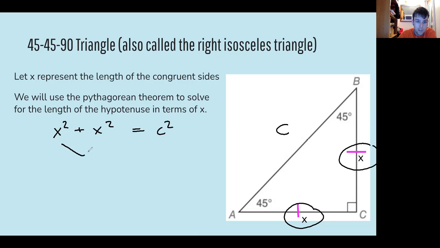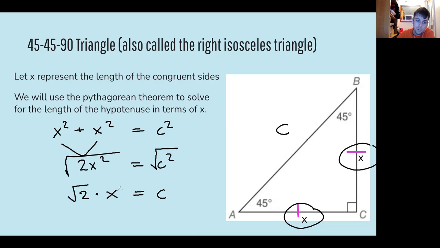Combining terms, we get 2x squared equals c squared. To solve for c, we just take the square root. The square root of 2 is irreducible, but the square root of x squared is just x. So the hypotenuse is equal to the square root of 2 times x, often written as x times the square root of 2. This lets us know that if we know any one side, we can figure out all the others. If we know the hypotenuse, we divide by root 2 to get the leg. If we know the leg, we multiply by root 2 to get the hypotenuse. Pretty simple relationship.